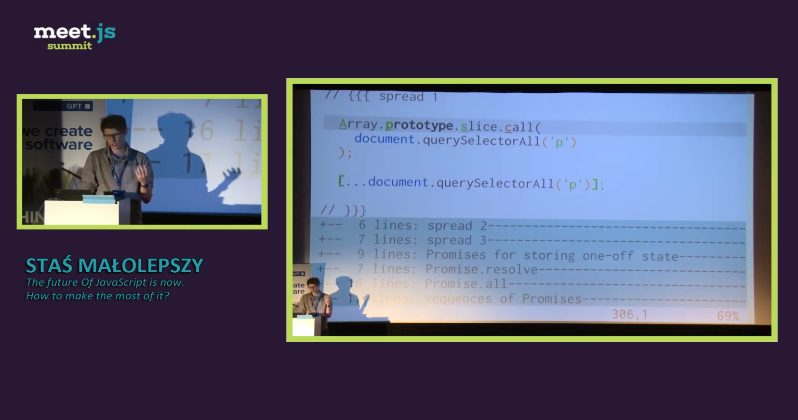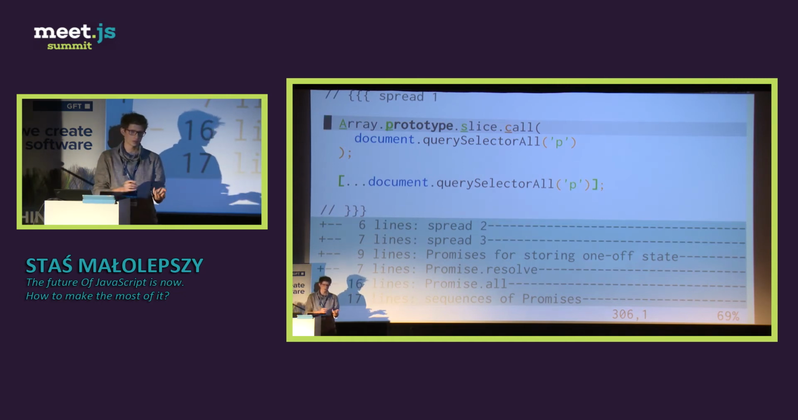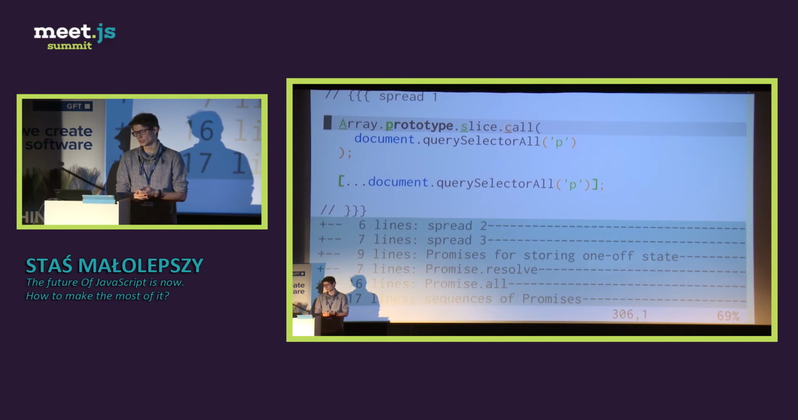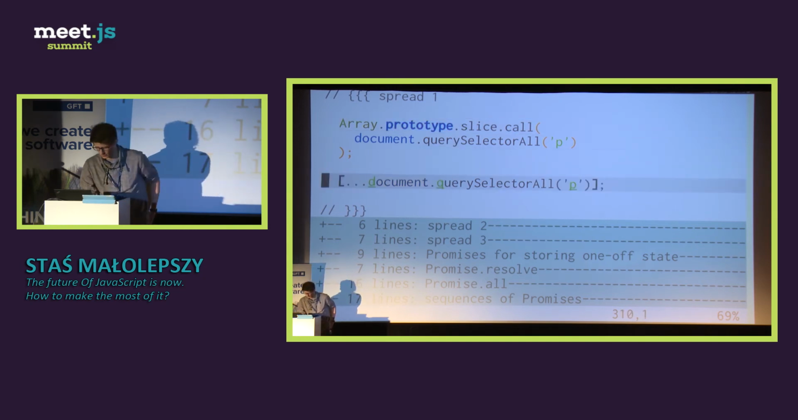No more this, so no more slice calls. You can easily convert a node list into an array by using the spread operator. Be careful though, because this doesn't work in Babel, because Babel assumes everything is an array and wants to concat things. But this will work at some point in Babel.